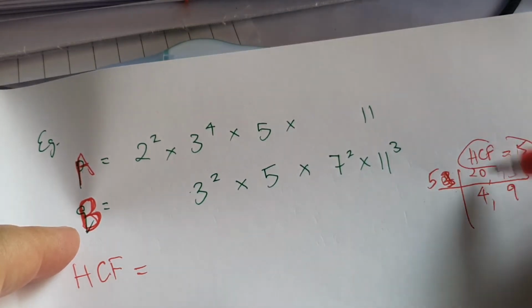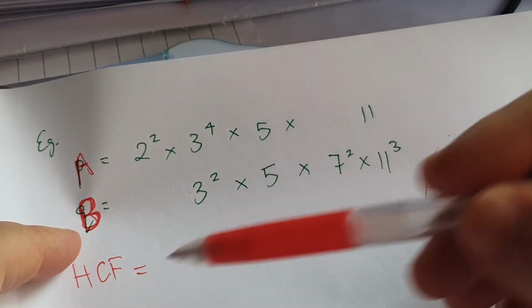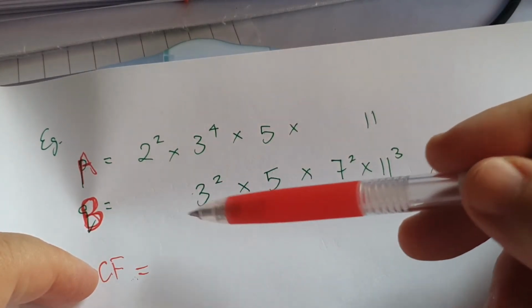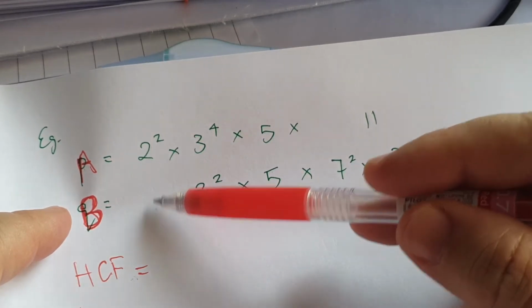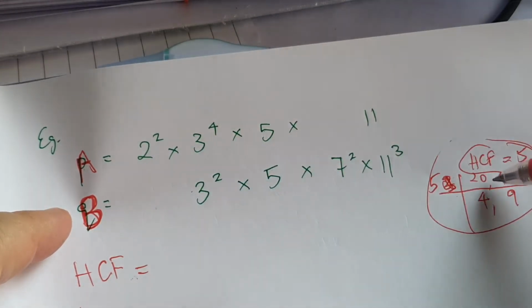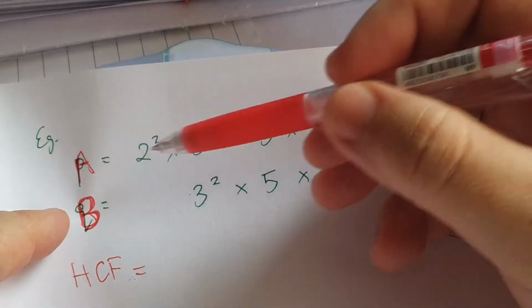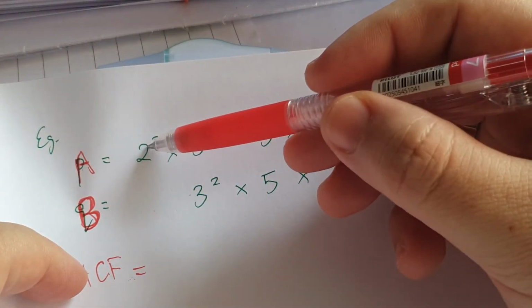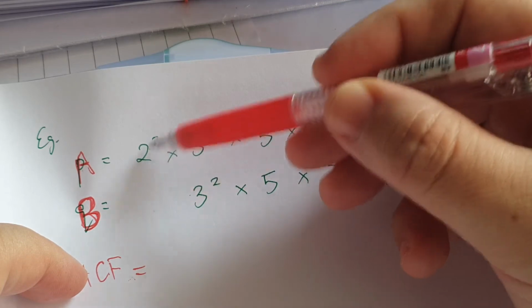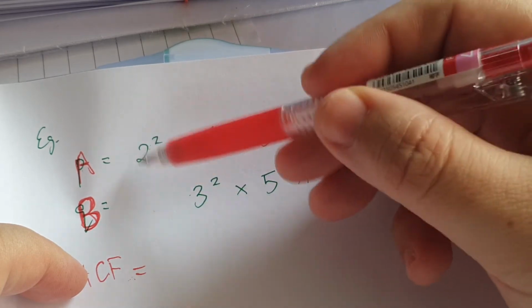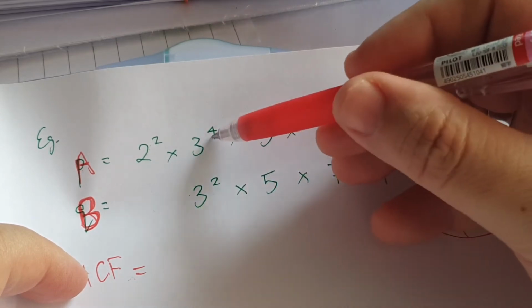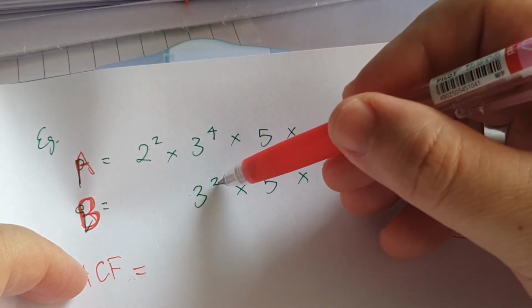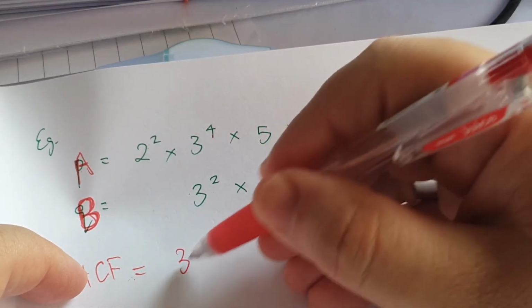I hope you remember this. I don't know whether you use this method. The concept of HCF is this: what I have, you must have. That's what it's saying here. 2, I don't have 2, so cannot. No 2 here. Then I have 3 squared, you have 3 to the power of 4. We take the lower power one. Why?